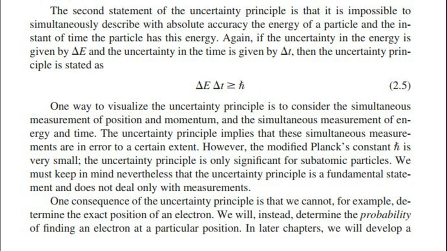We must keep in mind nevertheless that the uncertainty principle is a fundamental statement and does not deal only with measurements. One consequence of the uncertainty principle is that we cannot, for example, determine the exact position of an electron. We will, instead, determine the probability of finding an electron at a particular position.